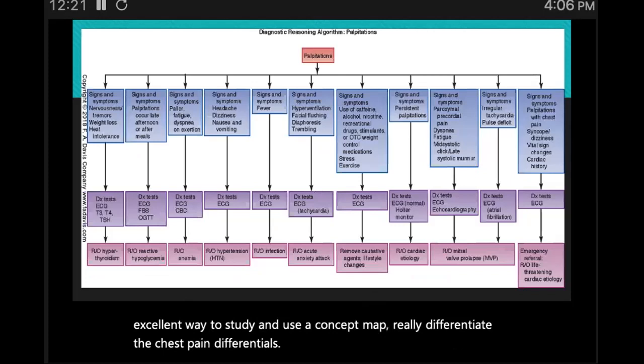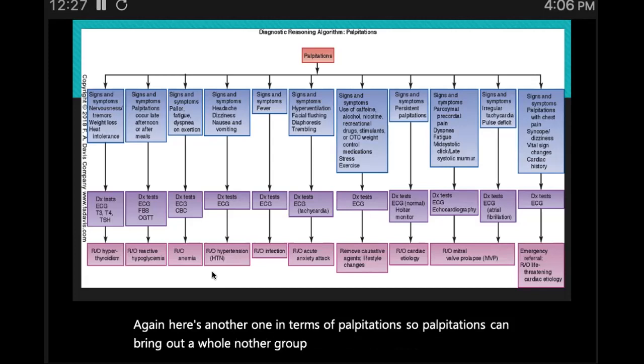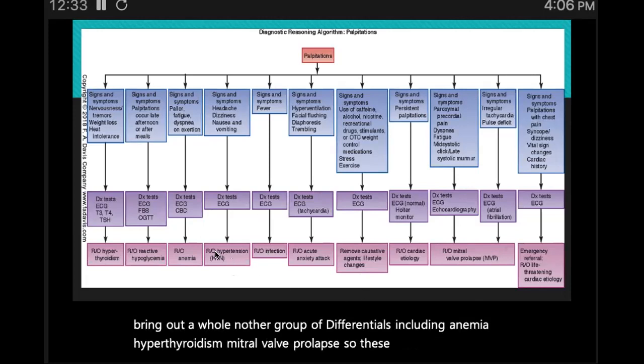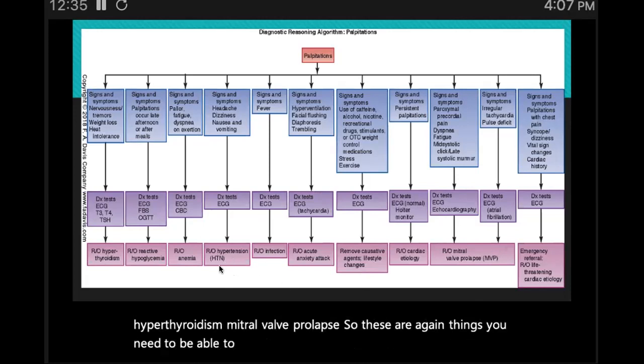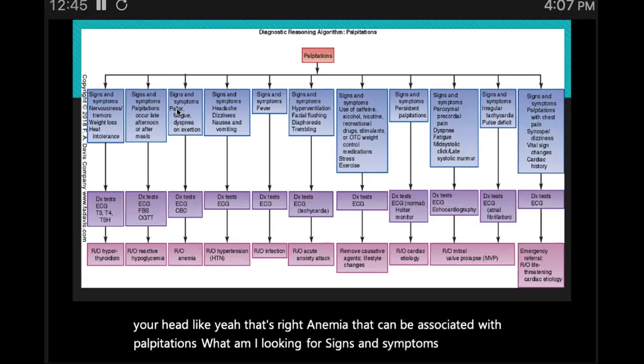Again, here's another one in terms of palpitations. Palpitations can bring out a whole other group of differentials, including anemia, hyperthyroidism, and mitral valve prolapse. So these are, again, things you need to be able to differentiate and just know at the back of your head, like, oh yeah, that's right. Anemia, that can be associated with palpitations. What am I looking for? Signs and symptoms: fatigue, dyspnea on exertion, pallor.